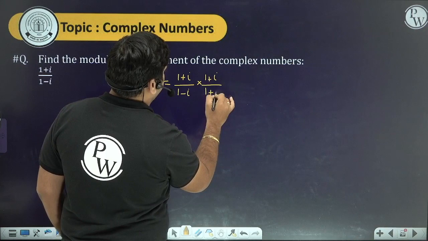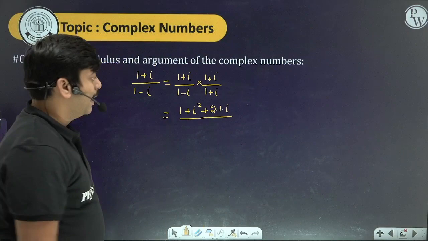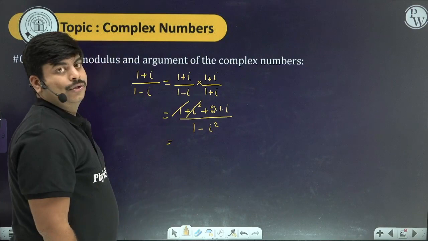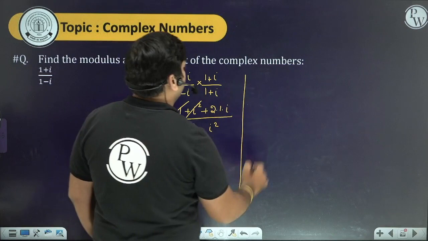So a square plus b square plus 2 into 1 into i by denominator a minus b into a plus b, a square minus b square. So 1 minus i square. 1 and i square gets cancelled. You know i square is equal to minus 1. So we'll be having 2i in the numerator by 1 plus 1. So 2i by 2, that will give you i. So the given complex number z became i. All that is appearing to be 1 plus i by 1 minus i, it is i.